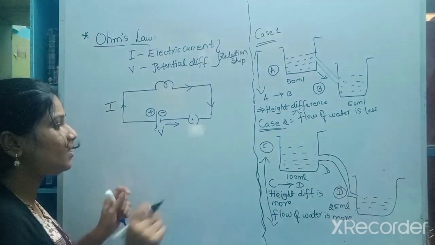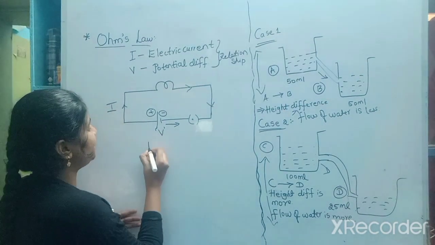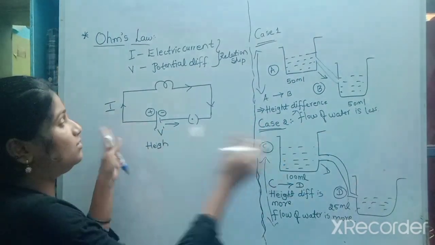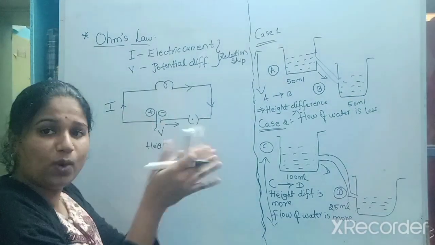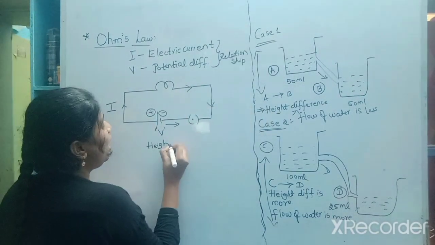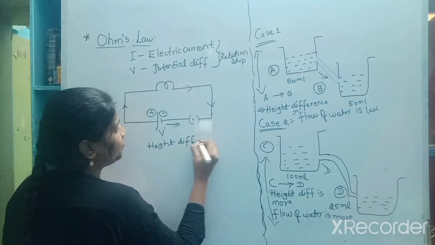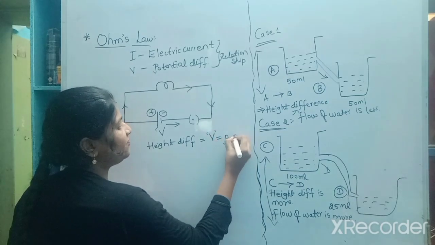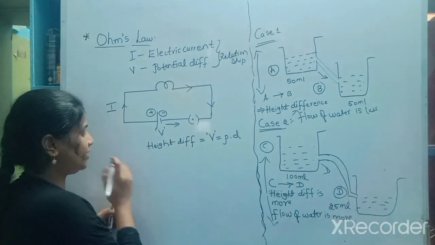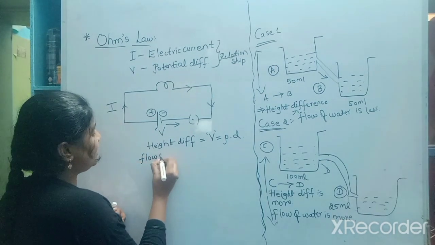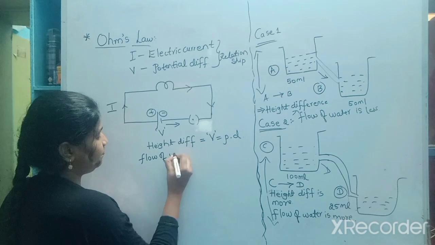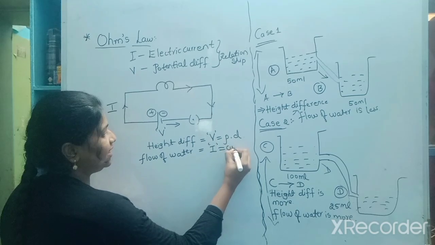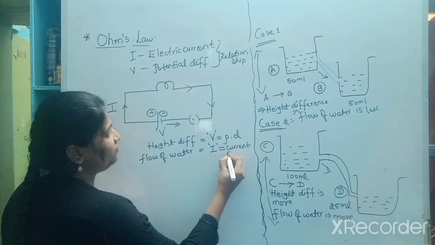Now let us consider the height difference. Let us try to bring these two concepts together as one concept. So what I am doing is taking height difference as potential difference V. Now the flow of water I am taking as I, that is current, so it is the flow of current or current flow.